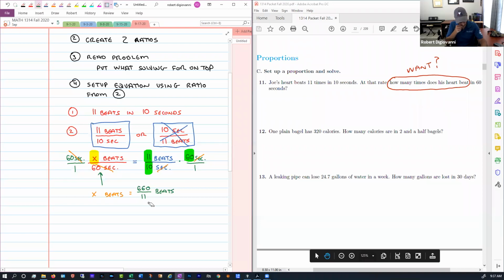Oh, sorry, divide that by 10. I don't know why I put 11 there. And finally, we can just solve for x and just do that, either in your head or on your calculator. You should get 66. 66 beats.